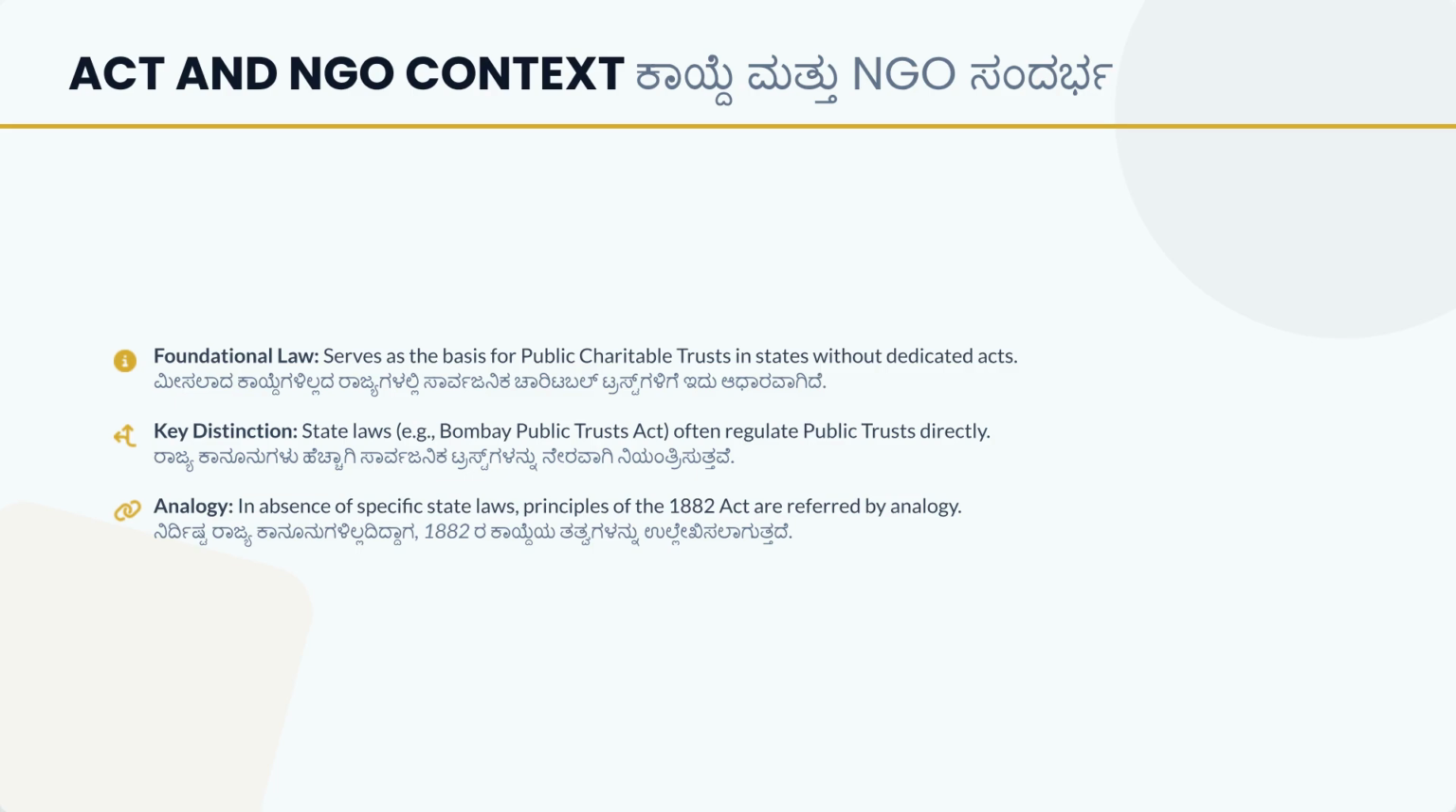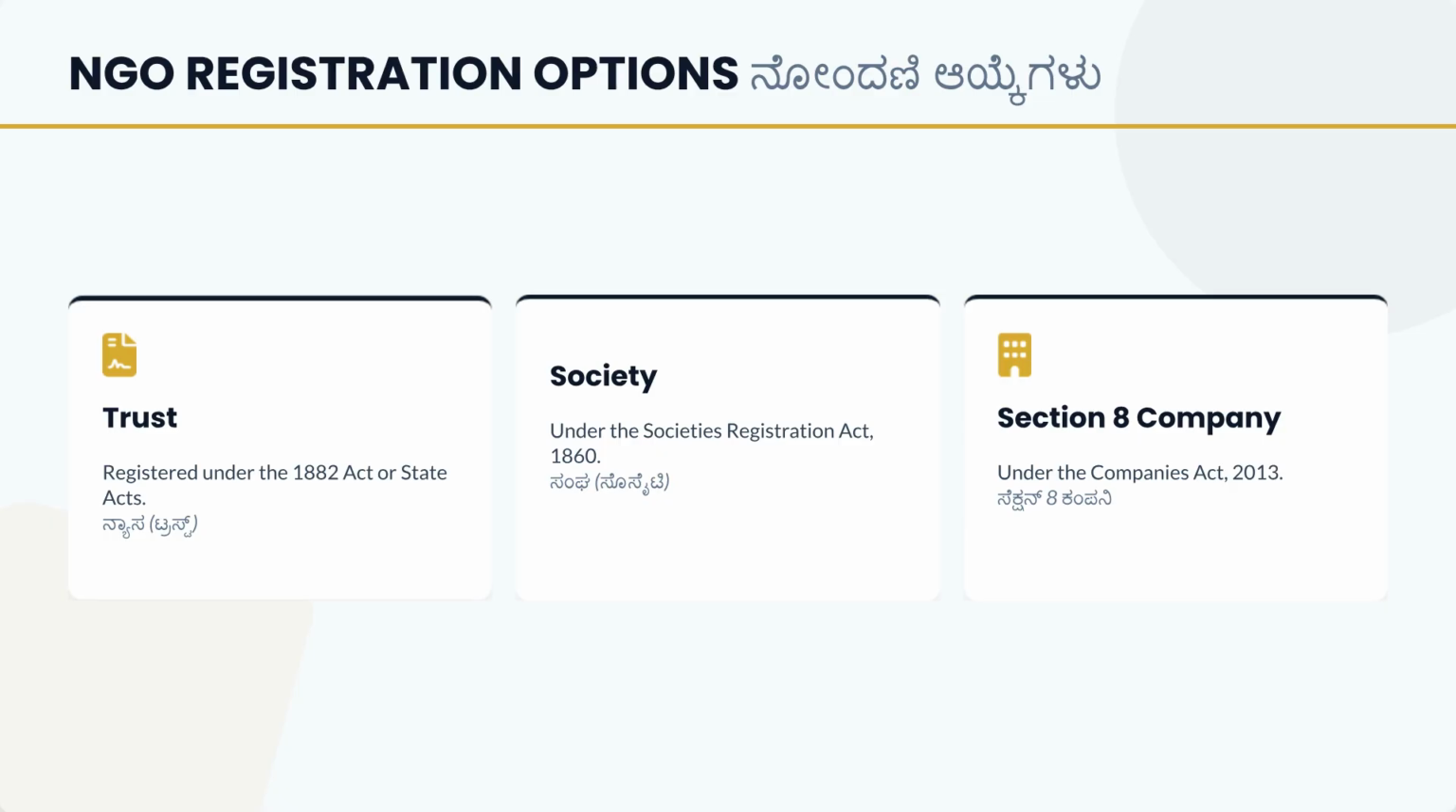State laws, like the Bombay Public Trusts Act, often regulate public trusts directly. In the absence of specific state laws, the principles of the 1882 Act are referred to by analogy. NGOs in India have three main registration options. They can register as a trust under the 1882 Act or state acts, as a society under the Societies Registration Act of 1860, or as a Section 8 company under the Companies Act of 2013.